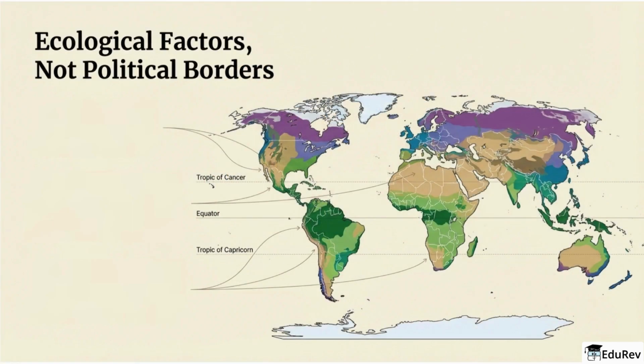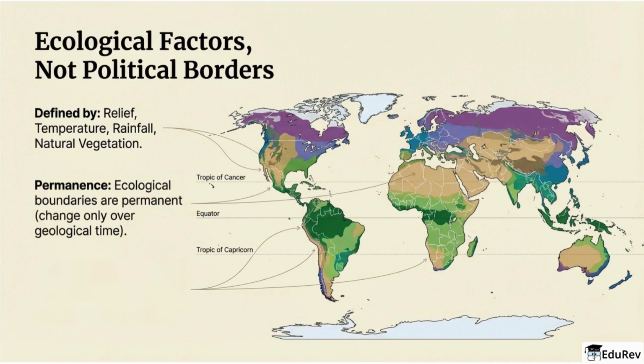Start with the most important correction. Climatic regions are defined by ecological factors, not political borders. The real controls are relief, temperature, rainfall, and natural vegetation. That is why a climatic region can cut across multiple countries, and one country can contain more than one climate type.